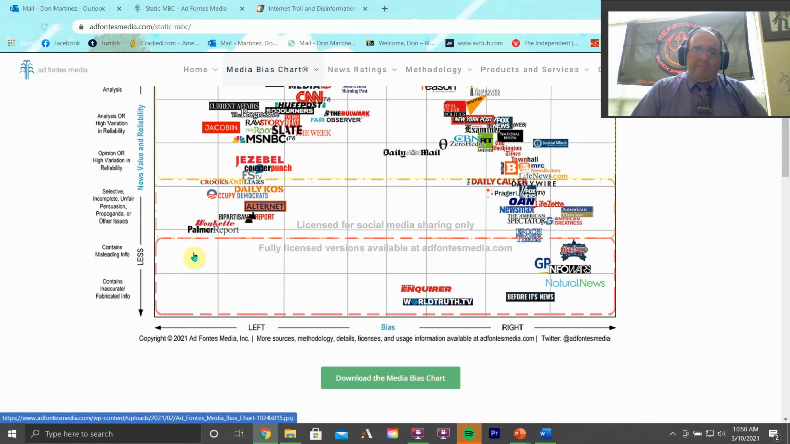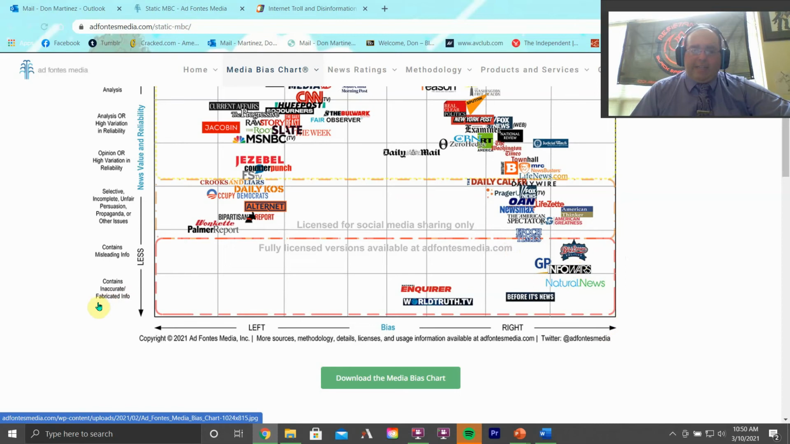Contains misleading info. Here's an interesting trend. Misleading info: the only one that borders on this on the left wing is the Palmer Report. Nothing else there. But look over on the right wing. We have the Epoch Times, which is a branch of a Chinese cult. Okay. But then you also have Big League Politics, and InfoWars, which for the longest time was actually in the bottom corner, but I guess they've actually found worse sources than InfoWars.